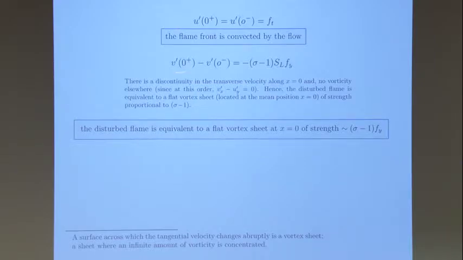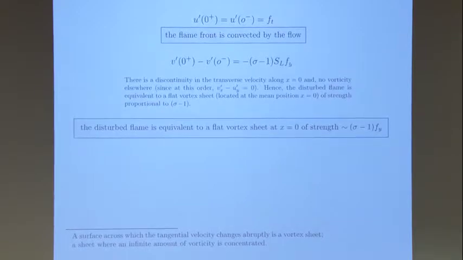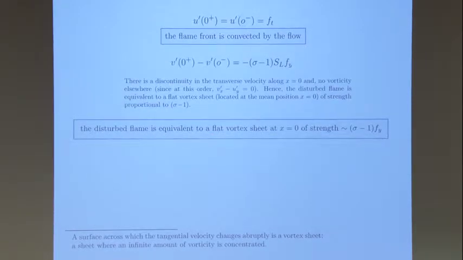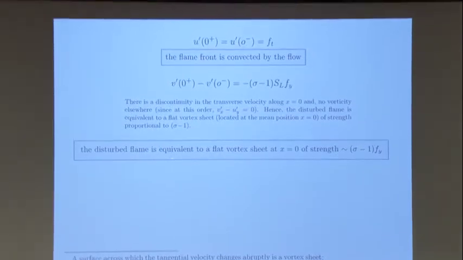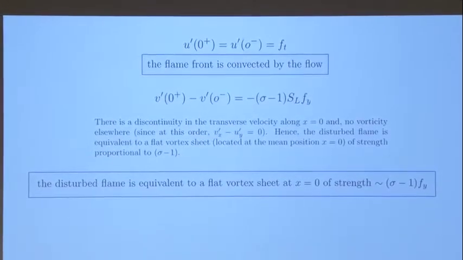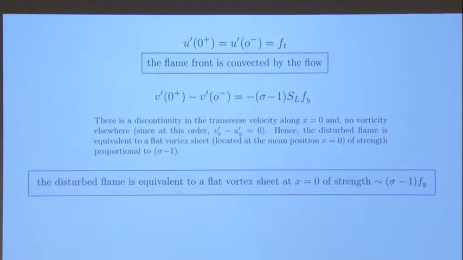The other condition about the tangential velocity, we had that there was a jump. So there is a discontinuity in the transverse velocity along the position x equal to 0. But there is no vorticity anywhere else. Well, a location or a sheet along which there is a jump in tangent velocity and no vorticity everywhere else, it's called a vortex sheet. And so the disturbed flame is equivalent to a vortex sheet located at x equal to 0.